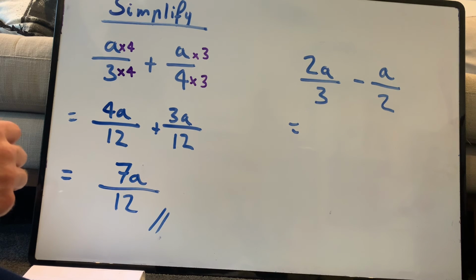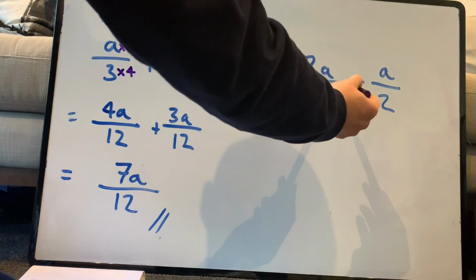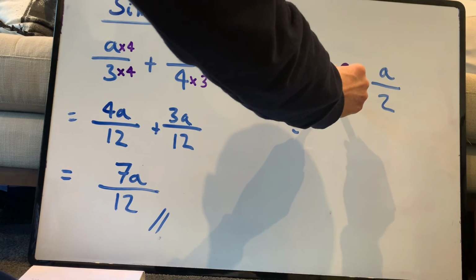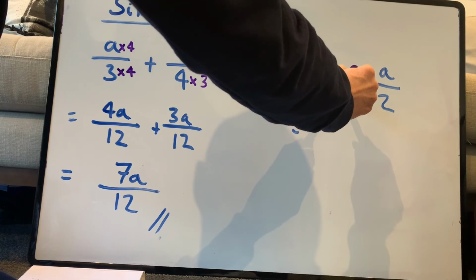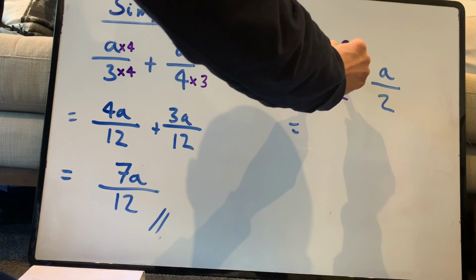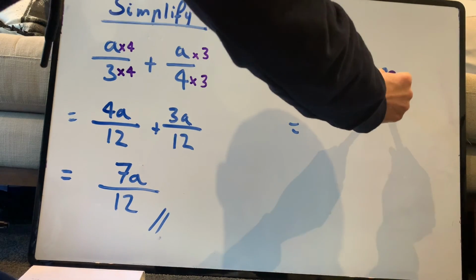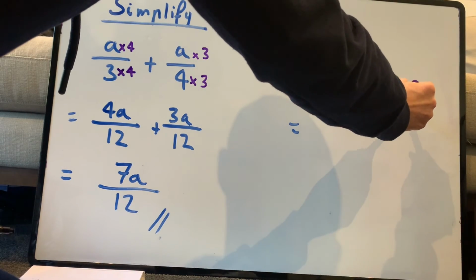All right, next example. What is the common denominator of 3 and 2? Or the lowest common denominator? Well, it's going to be 6, right? 3 times 2 is 6. How do we get that to equal 6? Times by 2. How do we get 2 to equal 6? Times by 3.